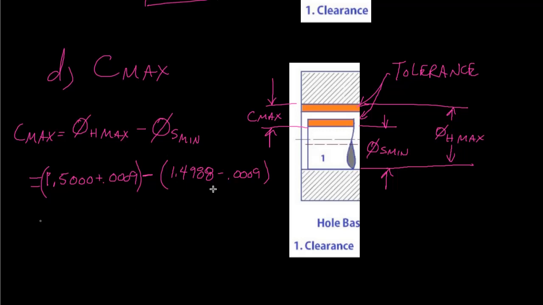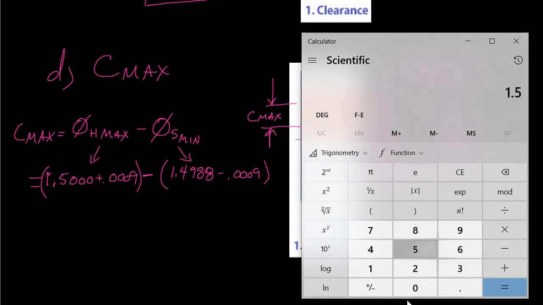Okay, so let's figure this one out. I'll just speed things up with my calculator here. So we have 1.5000 minus 0.0009. That's equal to, plus. I made a mistake here. 1.5000 plus 0.0009. So that's 1.5009 minus, put in brackets here, 1.4988 minus 0.0009 end bracket, and the answer is 0.0003.